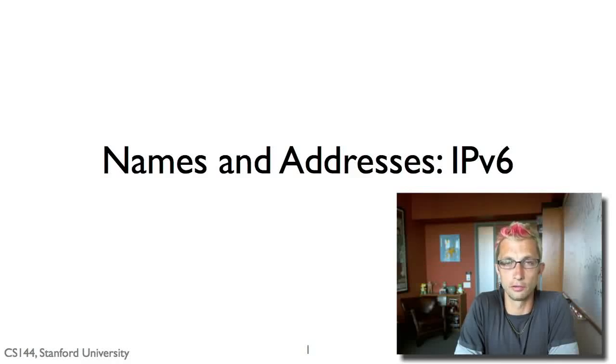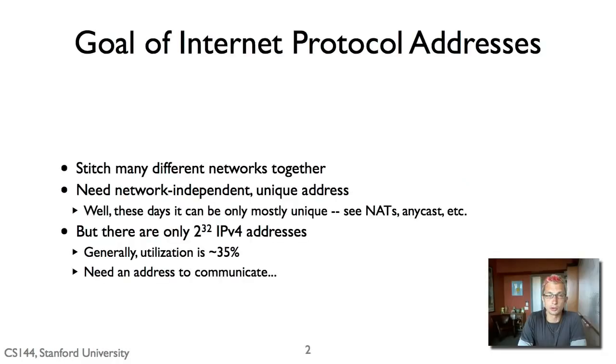Another kind of IP address is Internet Protocol version 6, or IPv6. Recall, the purpose of an IPv4 address originally was to allow you to stitch multiple different networks together, so provide this globally unique identifier which would be usable across many different networks.